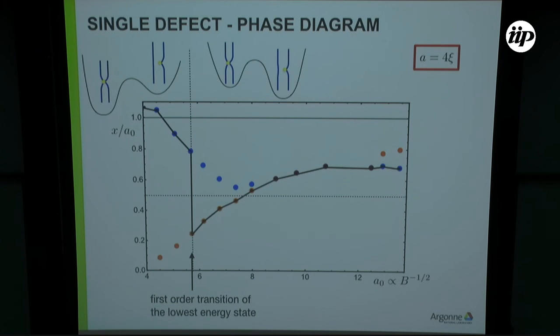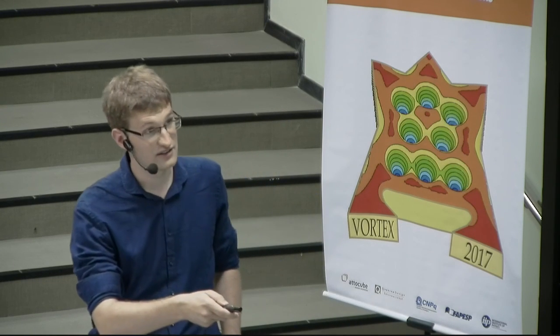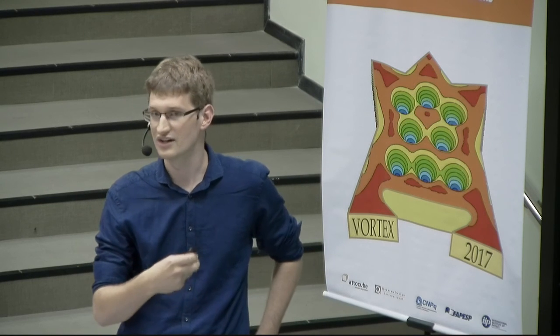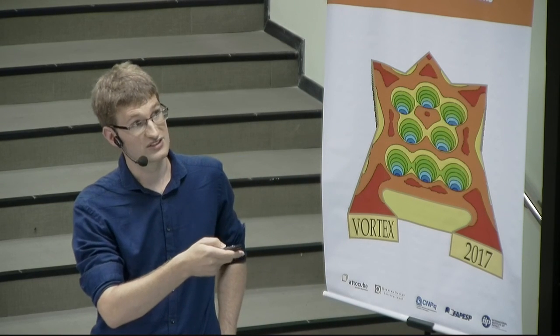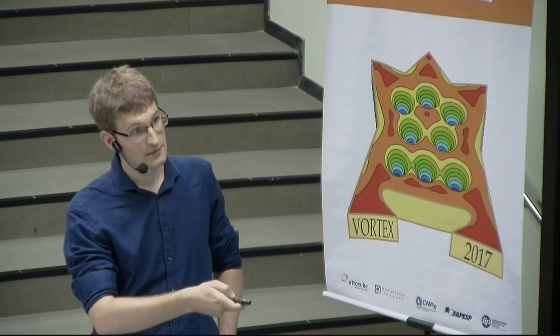And these two states have a different energy, so one can imagine that as a function of field, we transition from one being the minimal energy state to the other being the minimal energy state. And this we clearly observe by just looking at the movies and evaluating which one of the states is the critical state. But this is a first order transition, so we see a jump here.